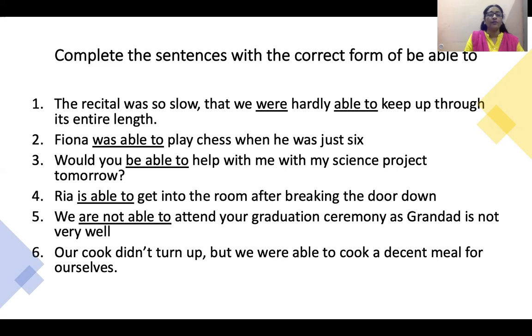Number 5, we are not able to attend your graduation ceremony as granddad is not very well. So here you have to fill are not able to. Number 6, our cook didn't turn up, but we were able to cook a decent meal for ourselves. And here you have to fill were able to.